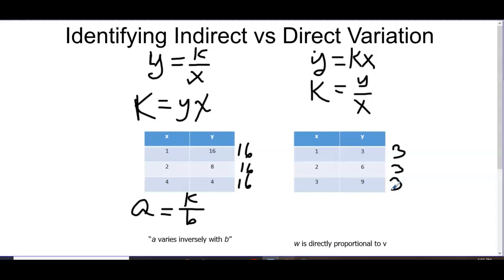And when we have written expressions of this, we could write W is directly proportional to V. And so we would write that as W is equal to K times V. So go ahead and work some examples on your own.